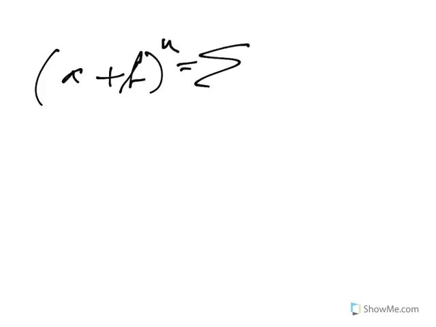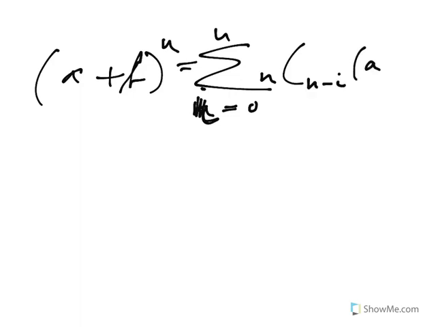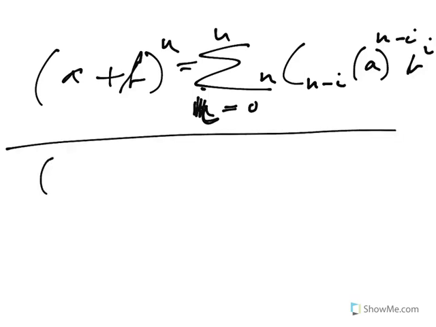If you want to get real fancy, you can say sum as i equals 0 to n of nC, when it starts off it's nCn, so I'll say n minus i, and then here we have a to the n minus i power and b to the i. This is really too fancy for what we're trying to learn.